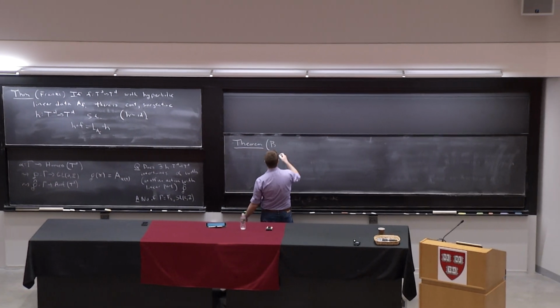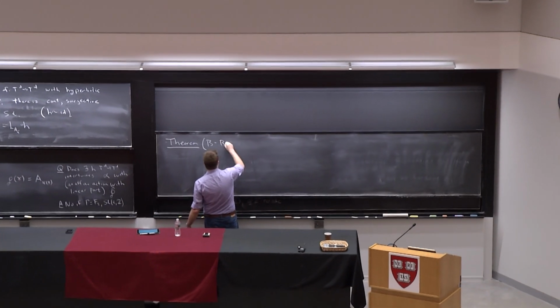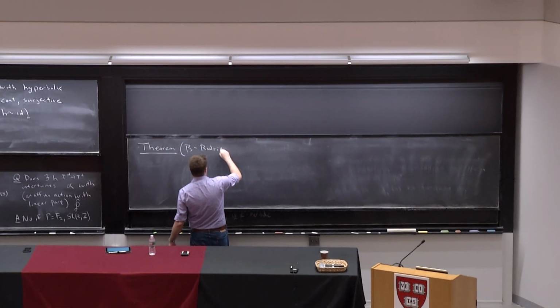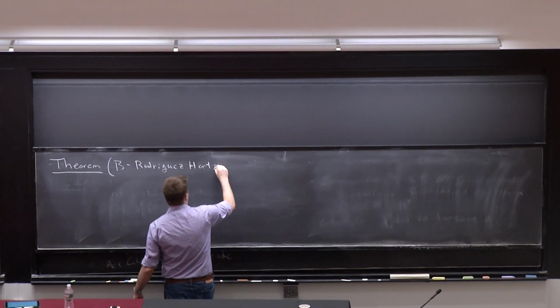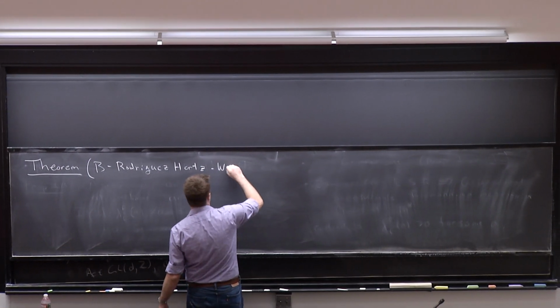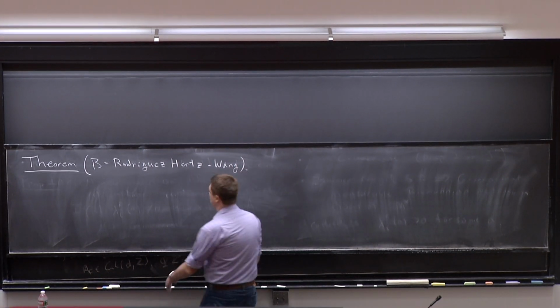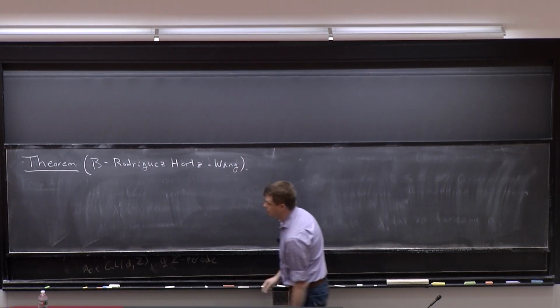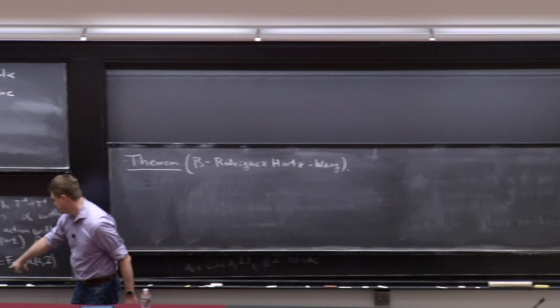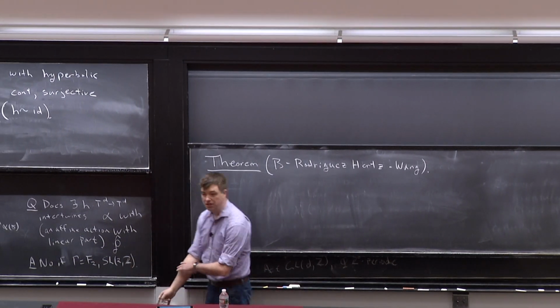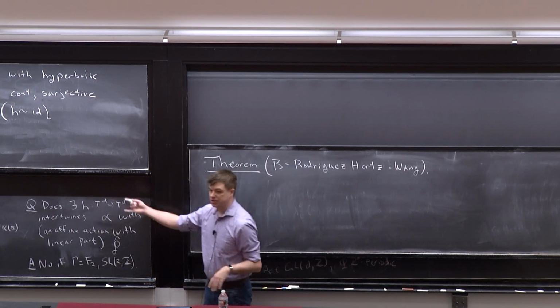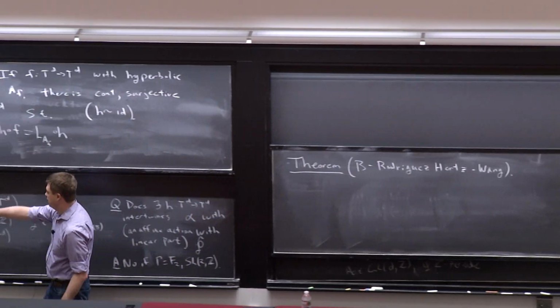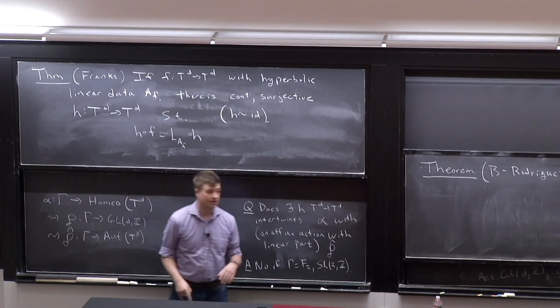So this one is published. This is due to me, Federico Rodriguez Hertz, and Jiren Wang. And it says, well, you can't do this for things like the free group on two generators or SL2Z, but okay, up to one technical hypothesis, you can do this when gamma is a higher rank lattice.